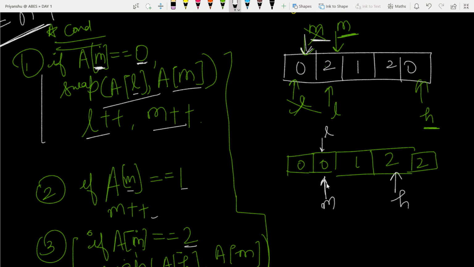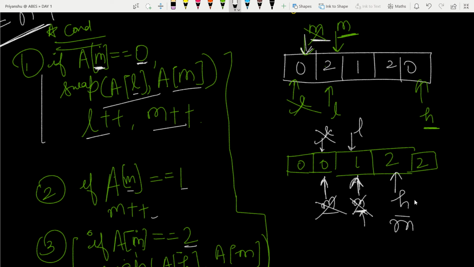Again the condition for the loop will be: check if M is less than H. Yes, it is. We again check the value present at the Mth index, which is 0. We swap it with the value present at L, so they both point to the same index. So we move M to the next position and L to the next position. Again we check the condition for the loop: M is less than H. Then again we check the value present at the Mth index. It is 1. We increment M by 1.